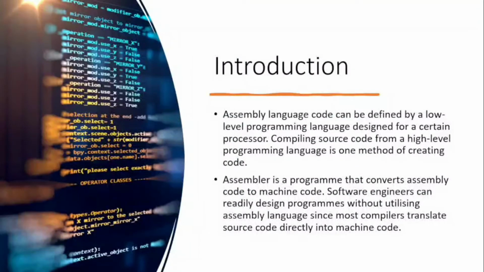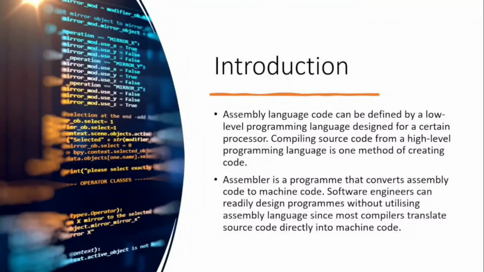In this project, I will explain about the introduction. Firstly, assembly language code can be defined as a low-level programming language designed for a certain processor. Compiling source code from a high-level programming language is one method of creating code. Next, an assembler is a program that converts assembly code to machine code.